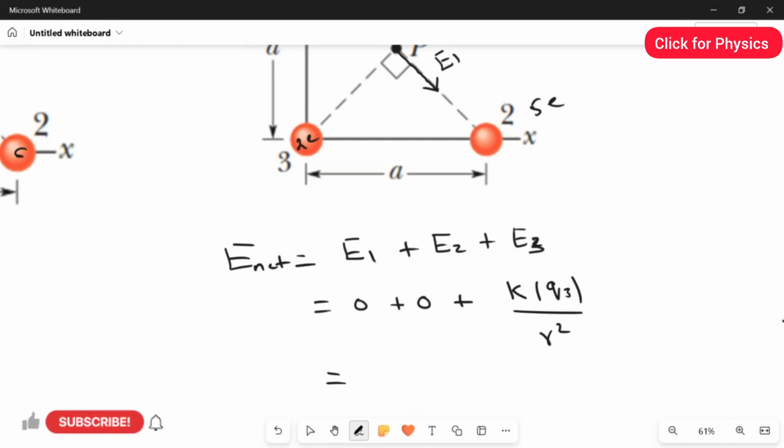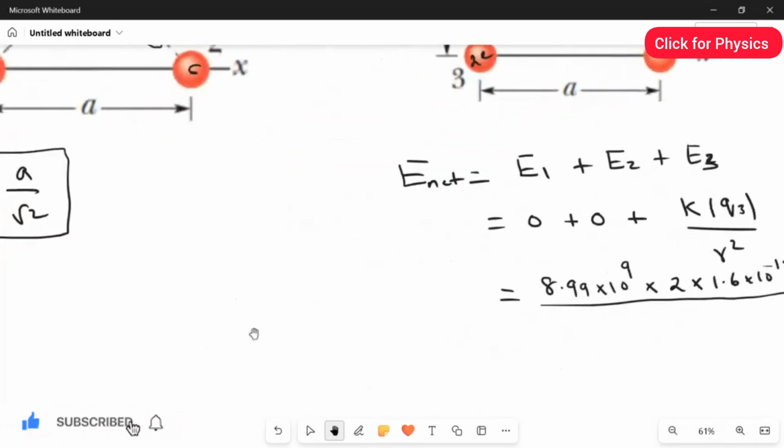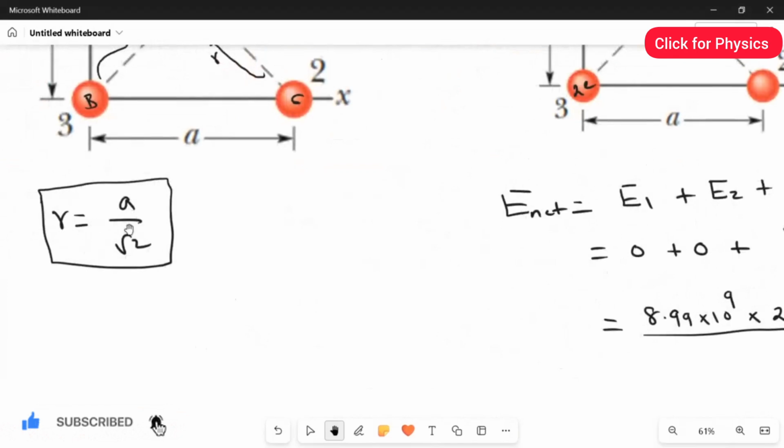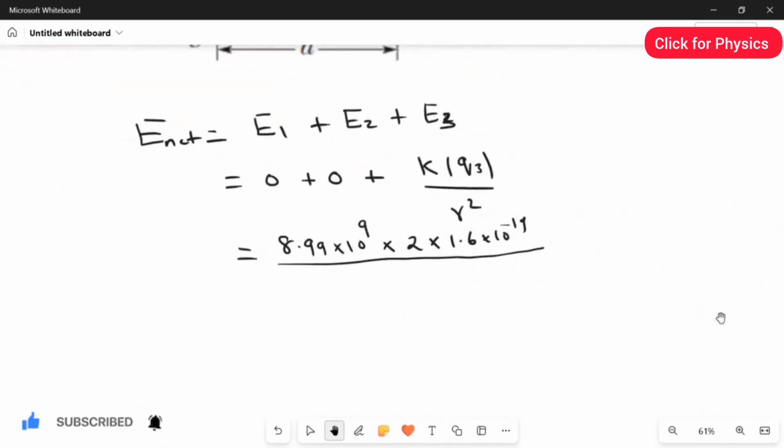The value of K is 8.99 multiplied by 10 to the power of plus 9, and the magnitude of the third charge, because this is the third charge 2e, is 2 multiplied by the charge value, which is 1.6 multiplied by 10 to the power of minus 19, divided by the R value. What's the value of R? A over root 2. So I have to write A over root 2.